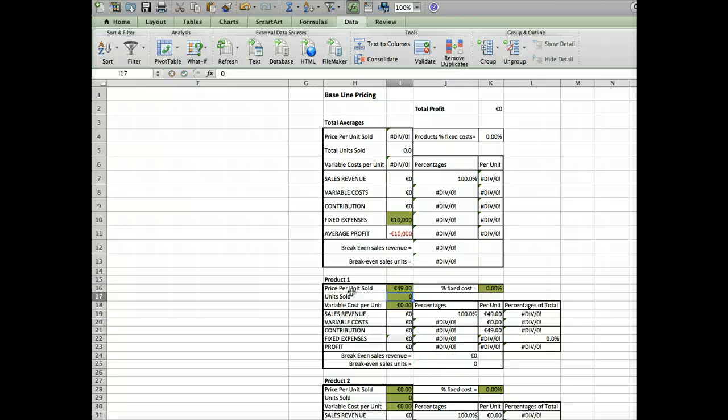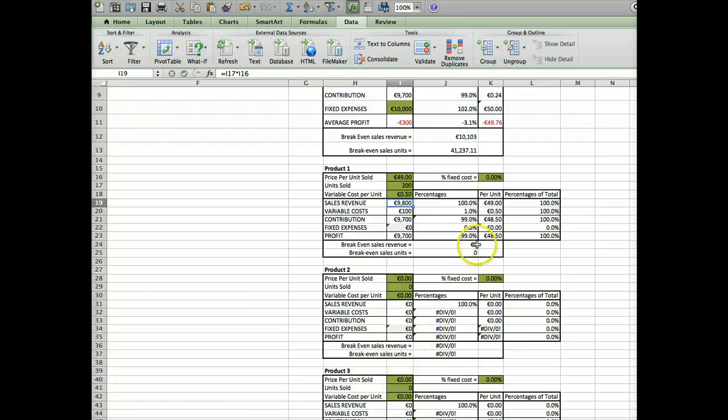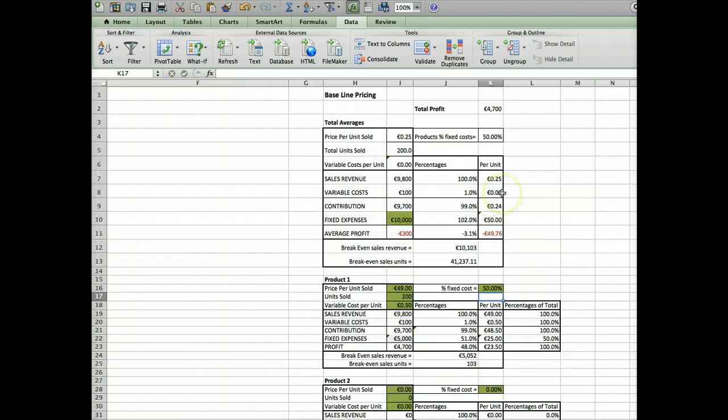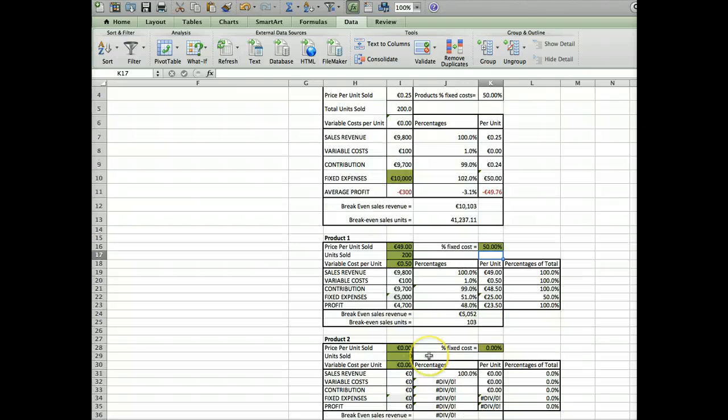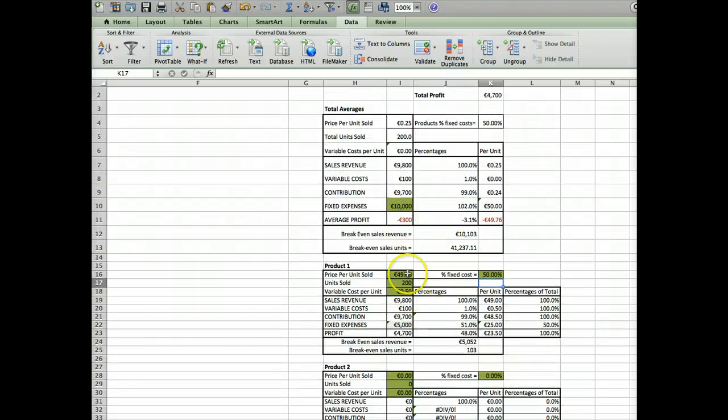Let's be generous this time around, say we estimate to sell 200, say the cost is 10 cents or 50 cents as we said before. Say we want to cover maybe 50% of our fixed costs. So 50% of our business costs for the whole business is taken out of the profit made by this product. Now we can see that at the moment we're not making very much actual profit.